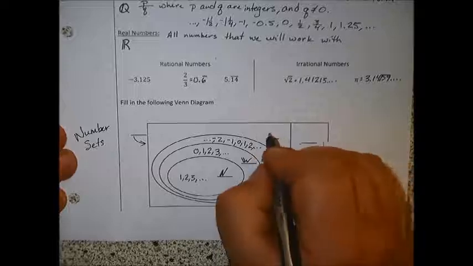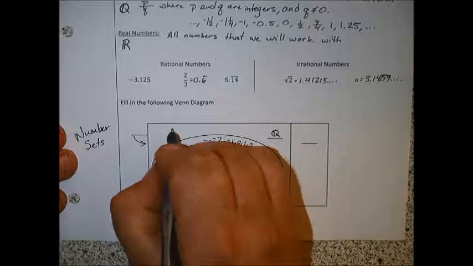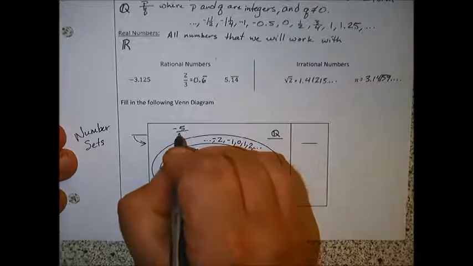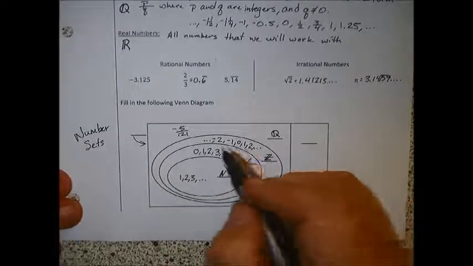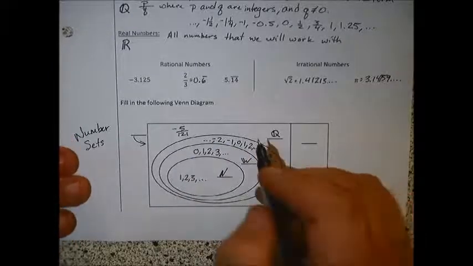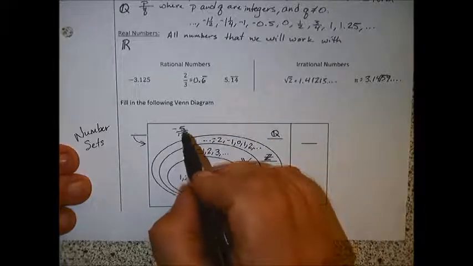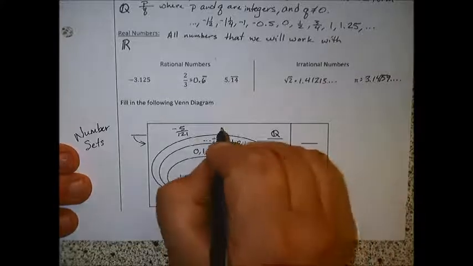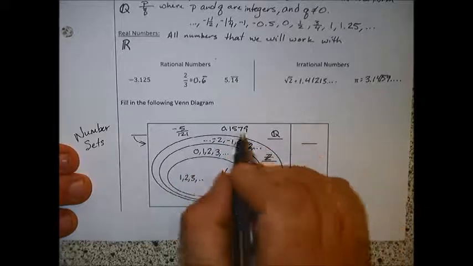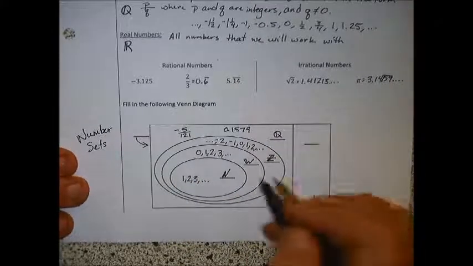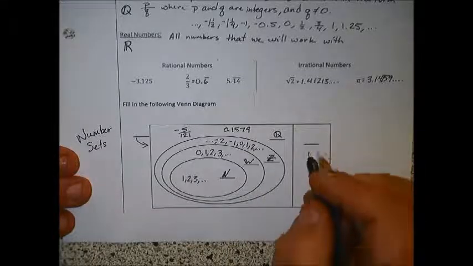The next biggest set that we talked about are the rational numbers. Okay, I'm just going to throw a few in there. Let's say we have -5/121. I don't know what that is as a decimal. Kind of ugly because the denominator is pretty big. But nevertheless, it's a rational number because I can write it as a fraction. Maybe 0.1579. Okay, again, an ugly decimal, but it can be written as a fraction. All right, and that makes it a rational number.